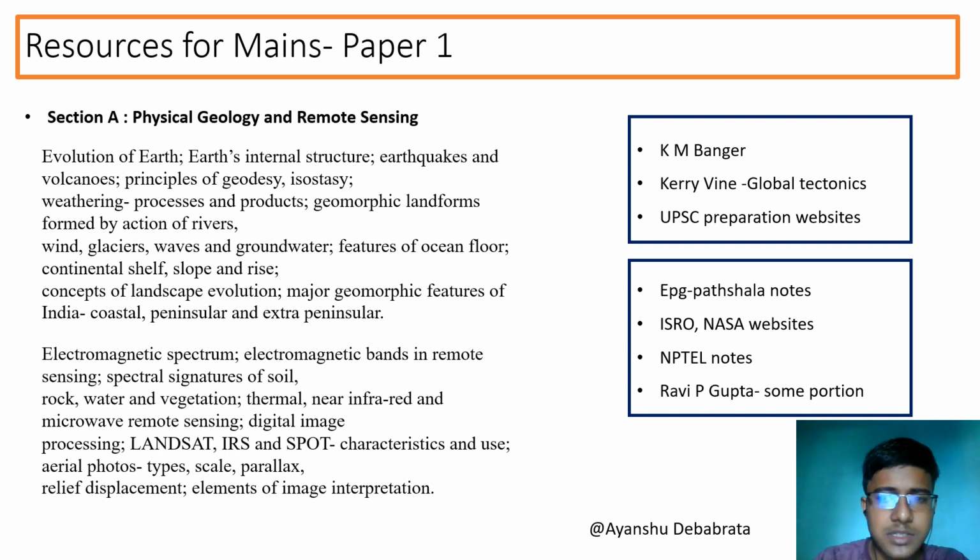For the second part, the electromagnetic spectrum and remote sensing GIS, I completely relied upon the NPTEL notes by IISc Bangalore and also EPG Pathshala notes. They are free resource materials, so you can easily get them by a simple Google search, absolutely free of cost. For satellite characteristics and use, such as Landsat, IRS and SPOT, I directly went to the ISRO and NASA websites and got the required data.